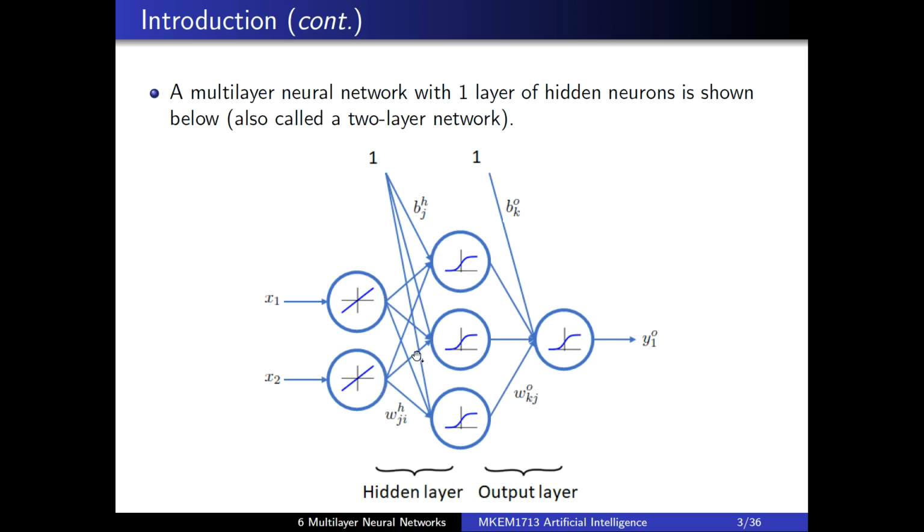Similarly, this weight we will refer to as WH22. And the weight here we will refer to as WO11. This is WO12. This is WO13, and so on. And the bias here is called BO1 because it's connected to neuron K, where K equals 1.